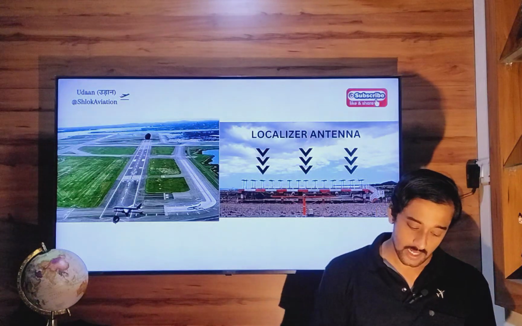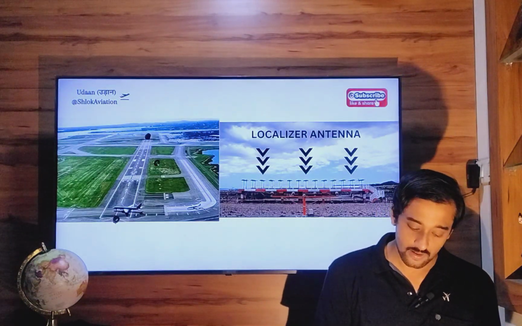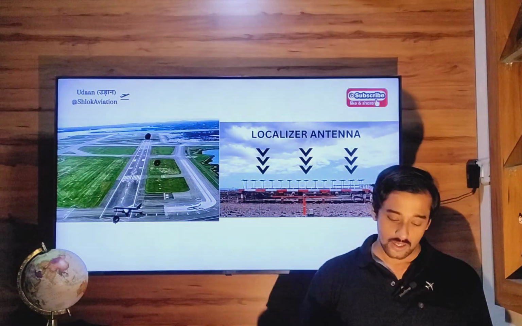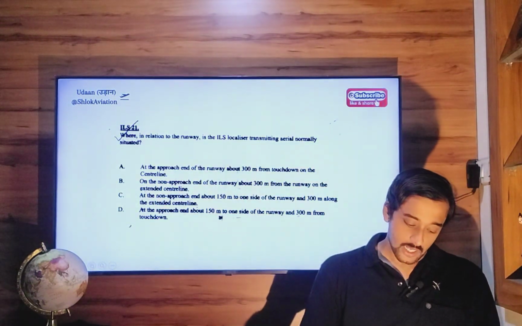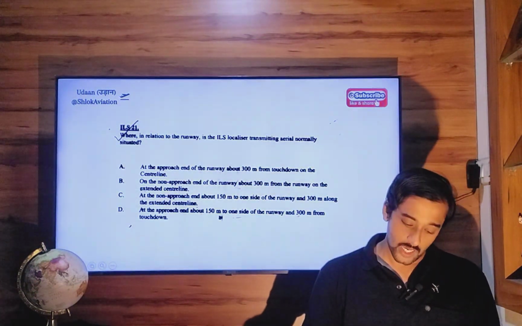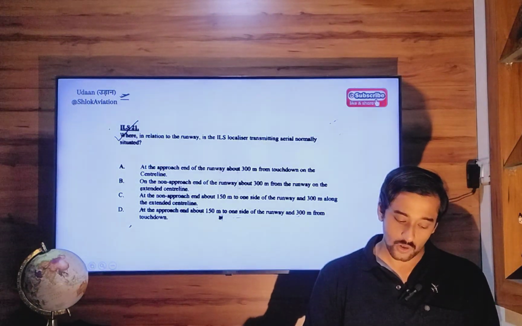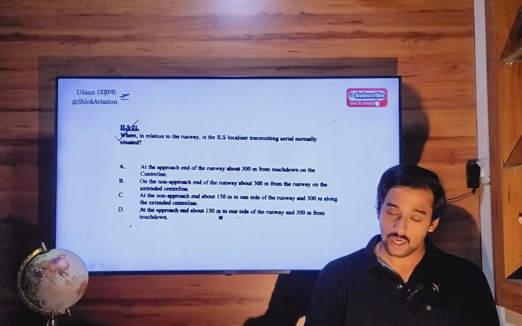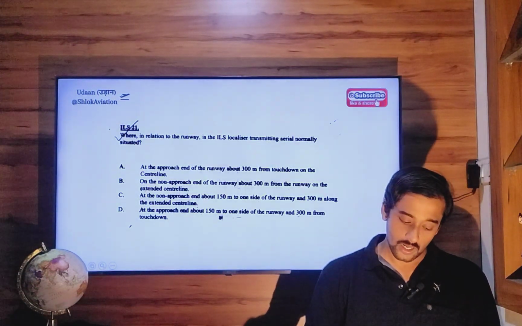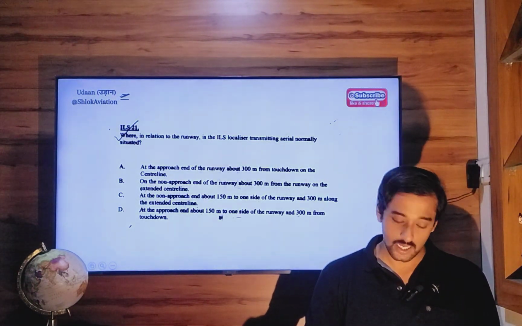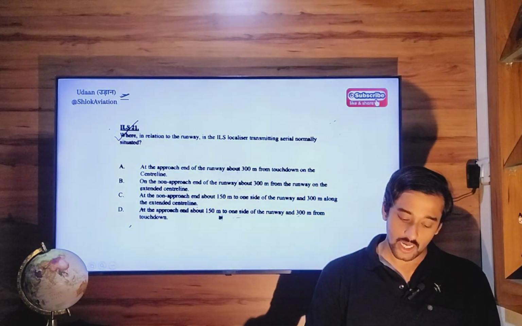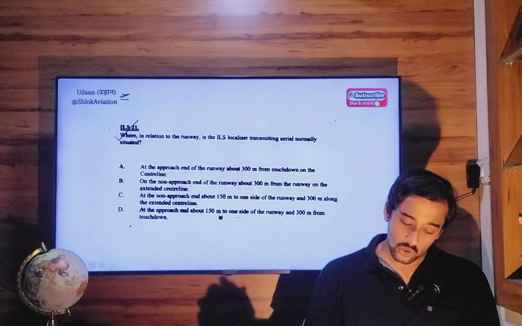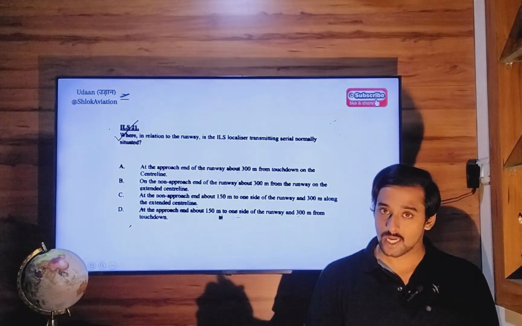The glide slope transmitter is situated adjacent to the runway, somewhere here. Option A: at the approach end of the runway, 3 meters from touchdown on the center line. On the non-approach end of the runway, about 3 meters from the runway on the extended center line. At the non-approach end, about 150 meters to one side of the runway. At the approach end, about 150 meters to one side of the runway.